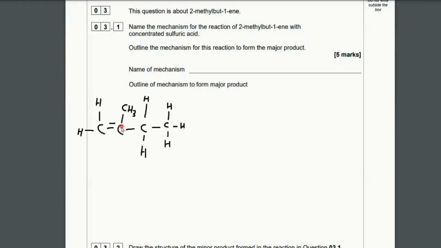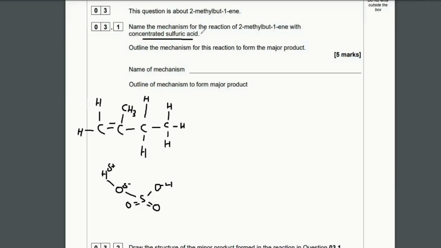I know I've got a bit of a dodgy methyl group attached there, but I just couldn't really draw it with the writing properly. Okay, so we've got concentrated sulfuric acid, so I need to draw the structure of sulfuric acid next. Sulfuric acid here, obviously, H2SO4. So I just want to make sure I get the structure right.